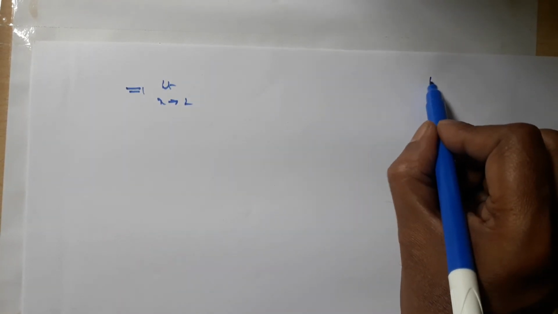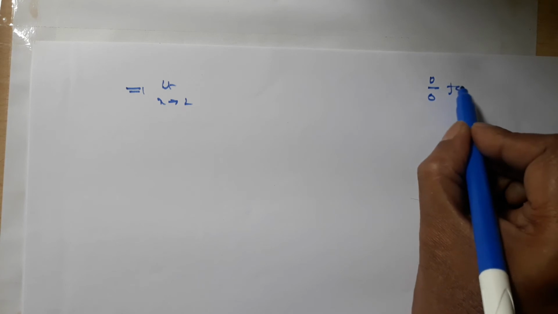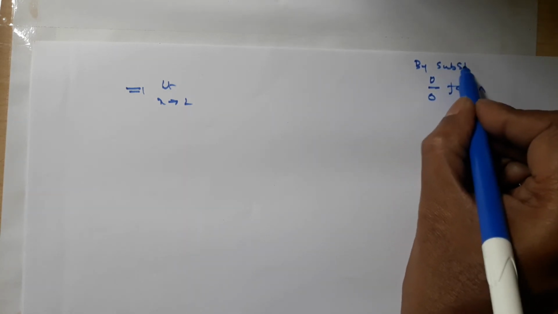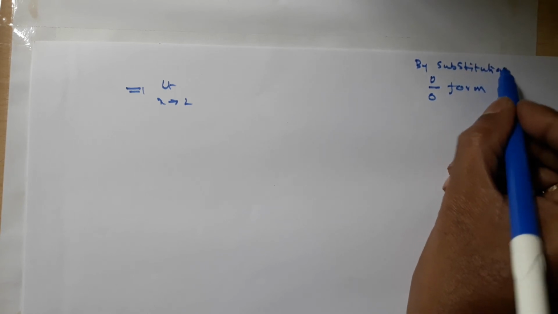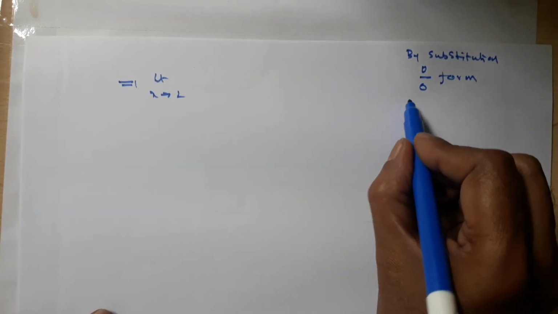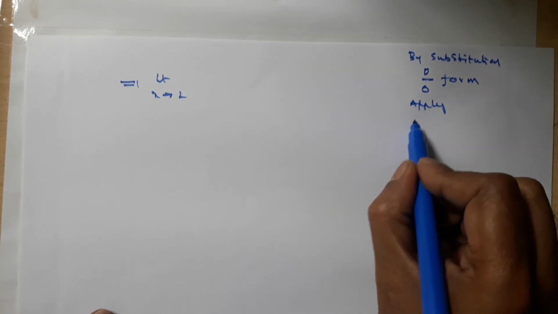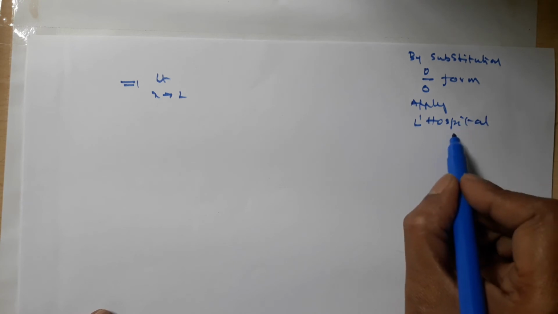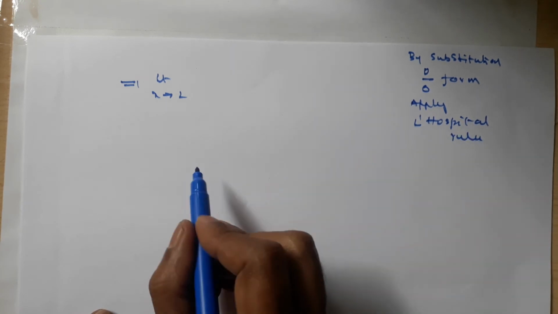Apply the L'Hospital rule. So this implies limit x tends to 2. As in the substitution method, 0 by 0 form is there, so apply L'Hospital rule. So what is the L'Hospital rule?